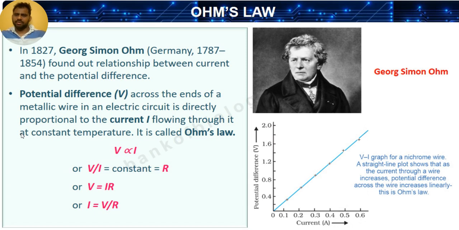Potential difference V across the ends of a metallic wire in an electric circuit is directly proportional to the current I flowing through it at constant temperature, and this law is called Ohm's law. So V is directly proportional to I, or V by I ratio is a constant which is equal to R, and R is resistance. So V is equal to IR is another formula. V is equal to IR, or I is equal to V by R. So these are the different formulas that we get because of Ohm's law.